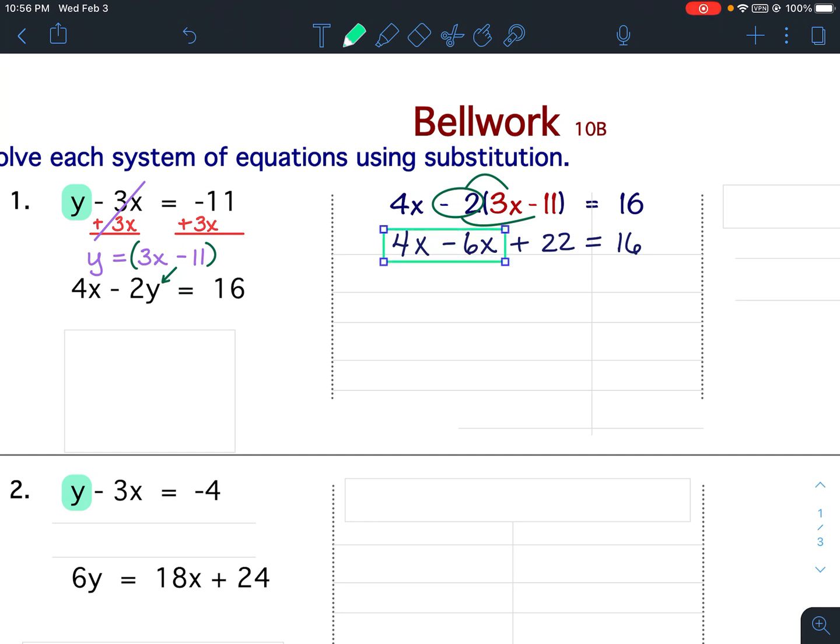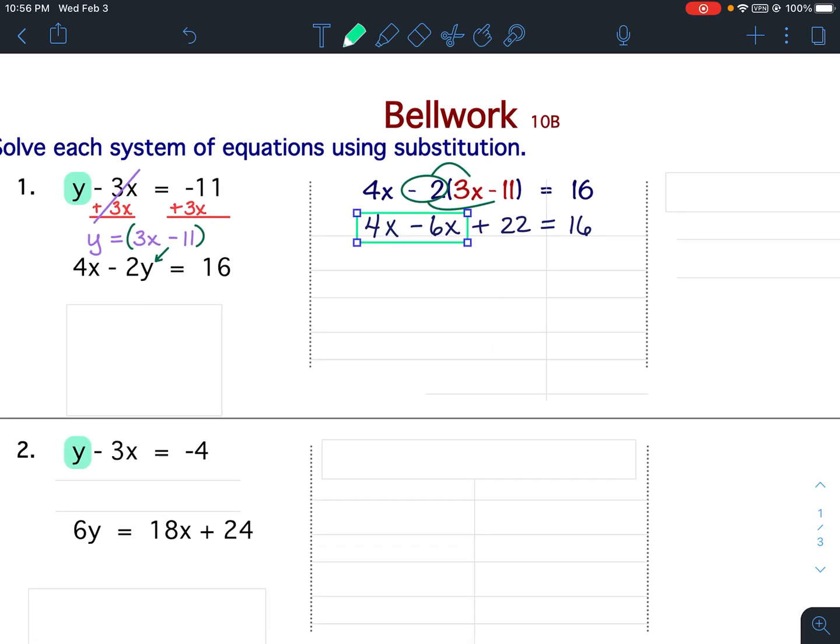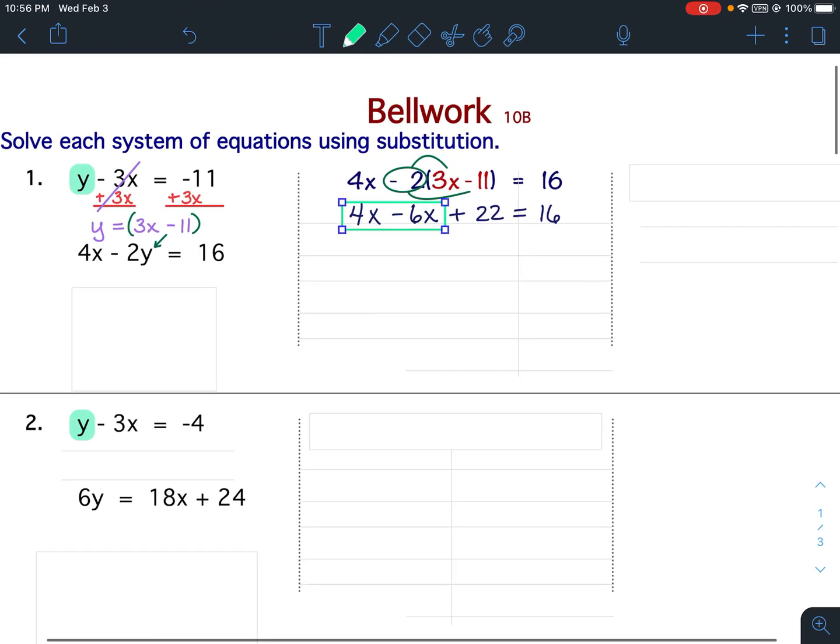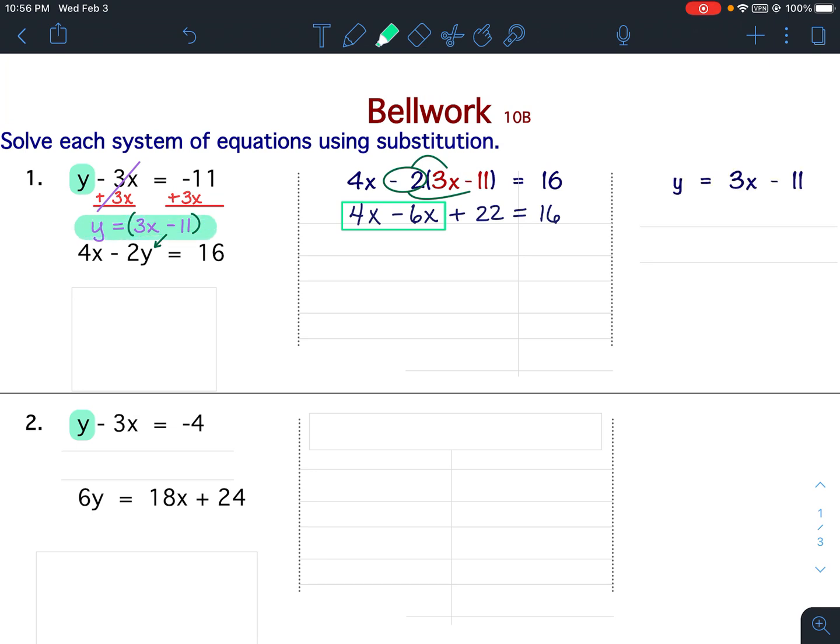And when I look at those like terms, do they cancel? No, they do not. And because they do not cancel, I know that this is going to be an x equals and y equals. In other words, a one solution problem. So that means I want to use this equation that we solved for over here in the last step. So the first equation we solved for, I used that in the last step.